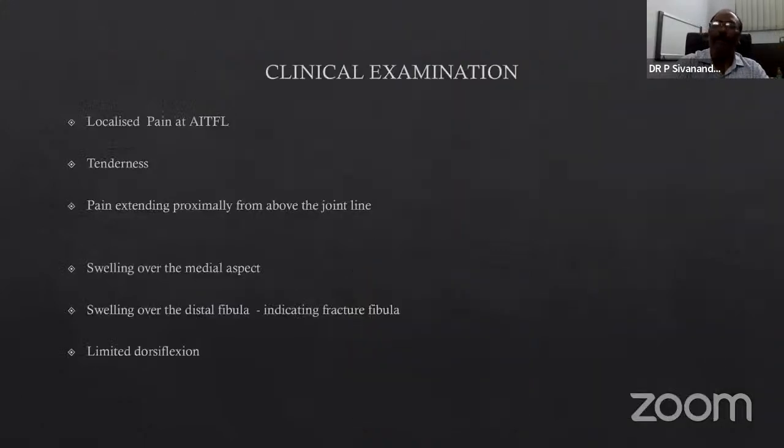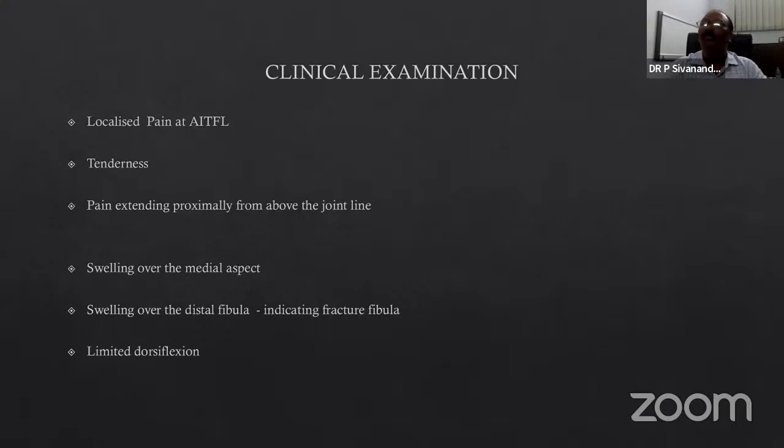So how do you address them? Clinical examination is a very important tool you must use in all these patients. There is localized pain at the anterior inferior tibiofibular ligament, which we call the point sign, and tenderness just above the ankle joint on the anterolateral aspect. Most important, the patient always says the pain extends from the joint and radiates upwards. That is definitely a very important clinical sign. Swelling over the medial aspect indirectly says the medial structure is also lost, and swelling over the lateral malleolus says there is a fibular fracture.